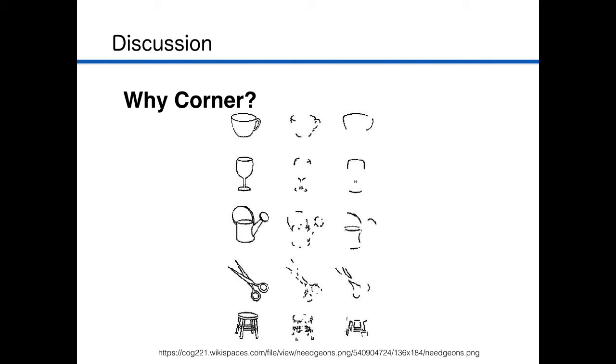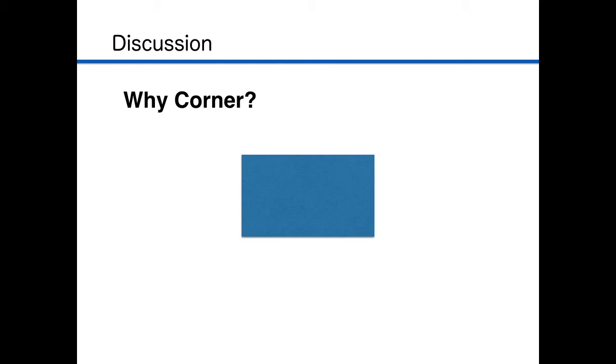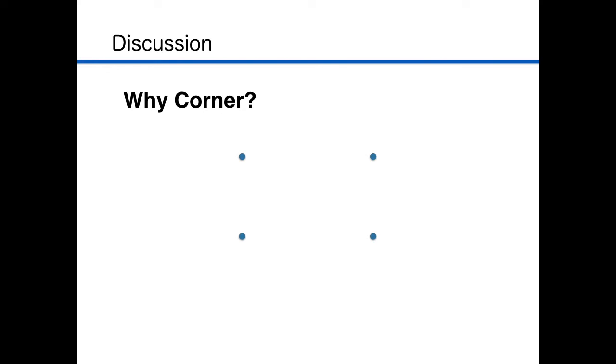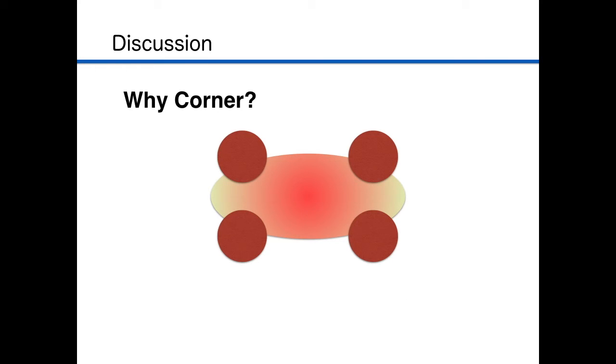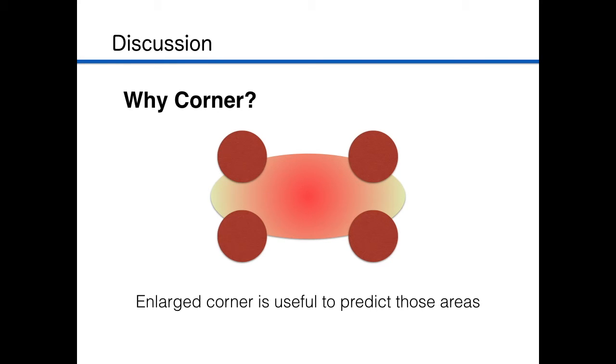So why do we use corners? You can see that it is harder to recognize an object in the last column, where corners are removed. Moreover, given a figure or an object, corners are its boundary, and we usually look at the center of an object. So corners are useful to predict those areas.